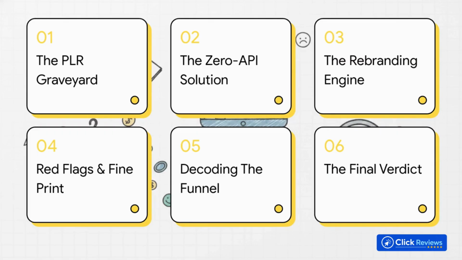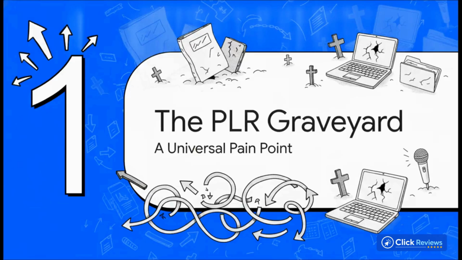Okay, let's dive right into this. Here's our roadmap for today. We're going to start with the PLR graveyard problem, then look at the Zero API solution, peek inside the rebranding engine, check out some red flags in fine print, decode the sales funnel, and then wrap it all up with the final verdict. All right, section 1, the PLR graveyard problem.